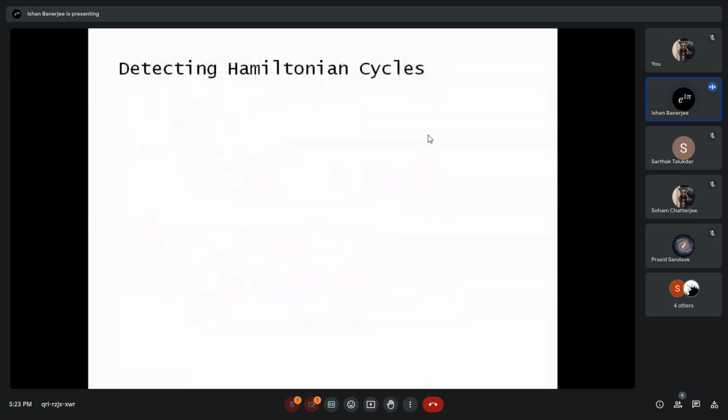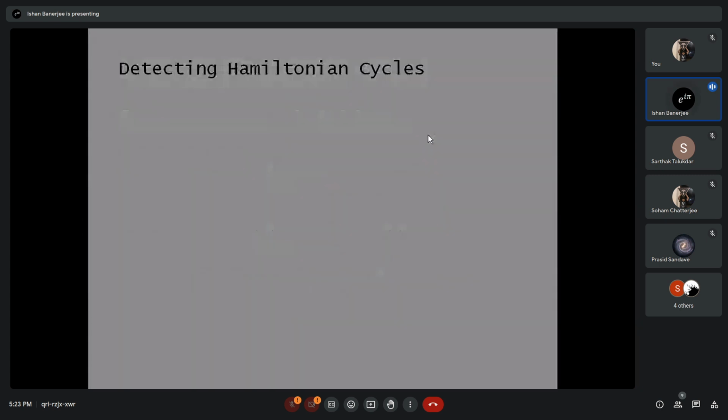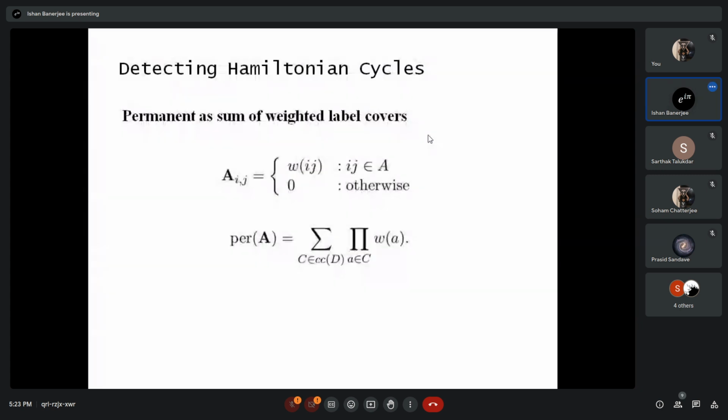Now, the permanent can be associated with the weighted cycle covers. How is it done? If we consider A as the weighted adjacency matrix, where instead of writing 1, we write the weight of the edge ij, we can define the permanent of that matrix in the following way. This is actually a remarkable result in which we are associating sums of determinants or permanents with weighted cycle covers. And this is an important result as we'll be using this idea pretty often.